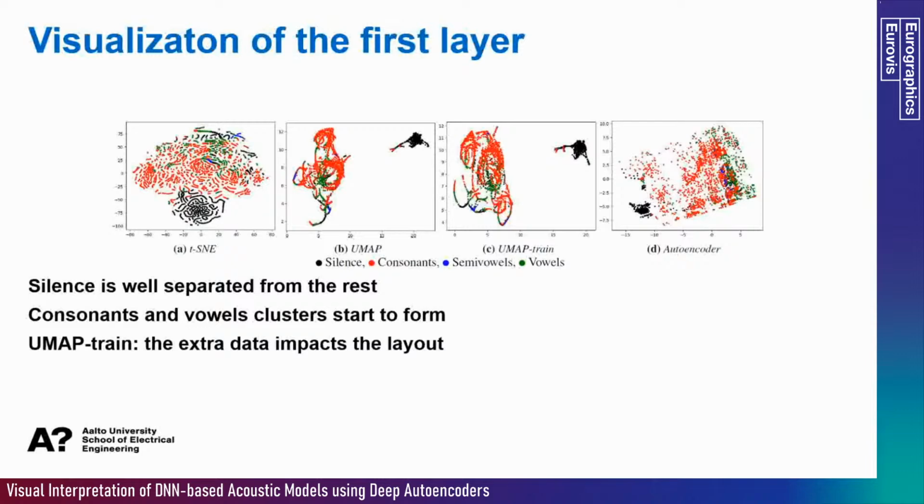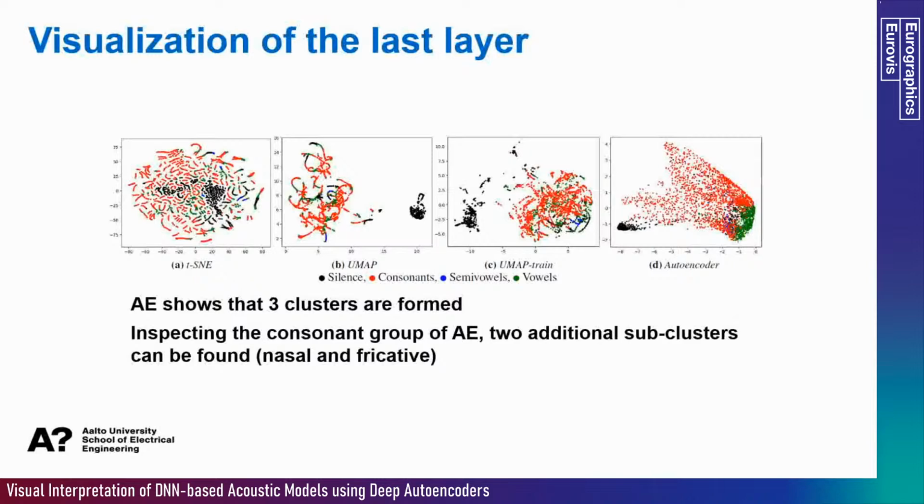Next, we turned our attention to the last hidden layer, which is also a very important part of the DNN, as the output layer makes decisions based on the output of this layer. Once again, the silent parts were recognized very accurately. Furthermore, we can see that the consonants were isolated from vowels, especially by the autoencoder-based method. Again, the two images in the middle, the UMAP and UMAP train, were very different because of the extra data.